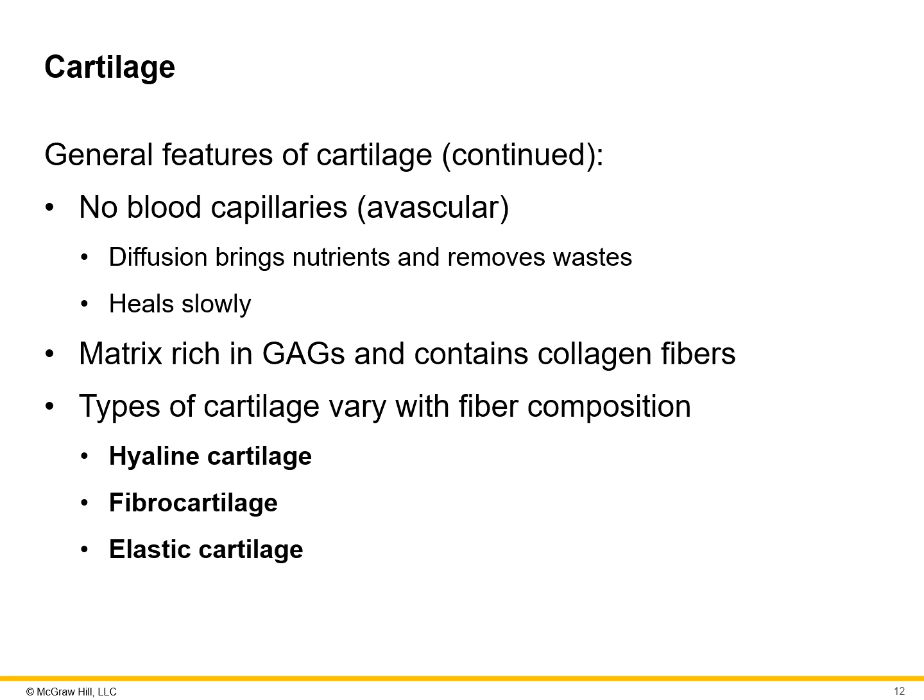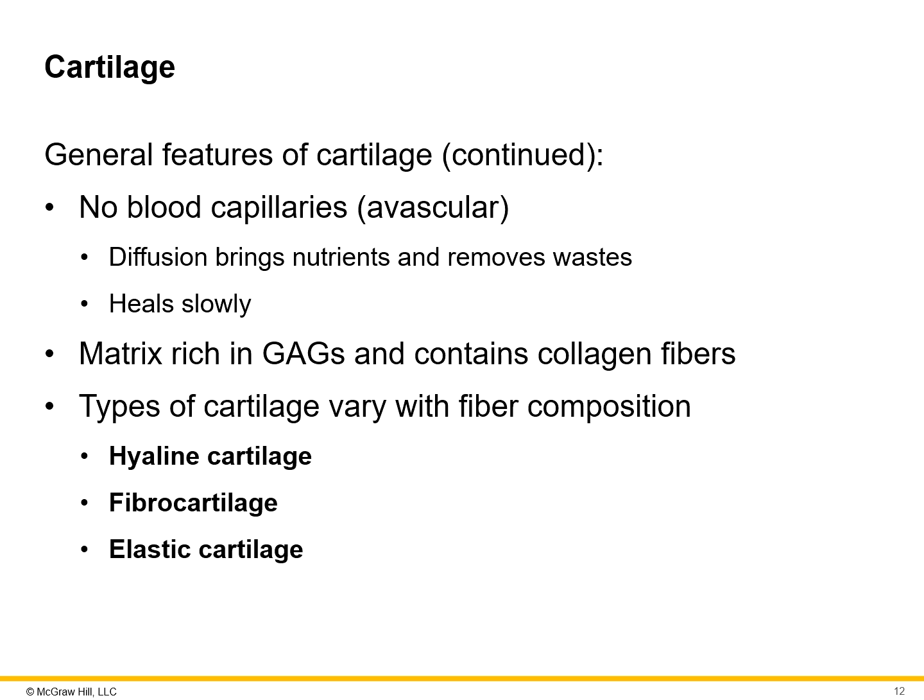When it comes to cartilage, remember that it is avascular, so there are no blood capillaries, meaning that the cells are going to rely on diffusion to bring the nutrients in and to remove waste. This is why when you have damage to cartilage tissue, it heals very slowly, because there are no blood vessels bringing in the nutrients needed for cell healing. The matrix is going to be really rich in aminoglycoproteins, and it's also going to contain collagen fibers.